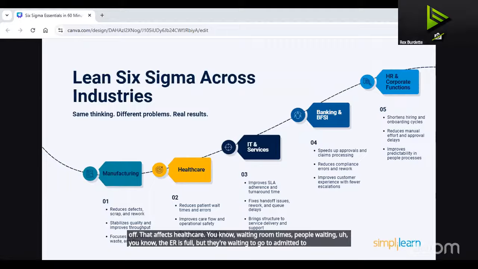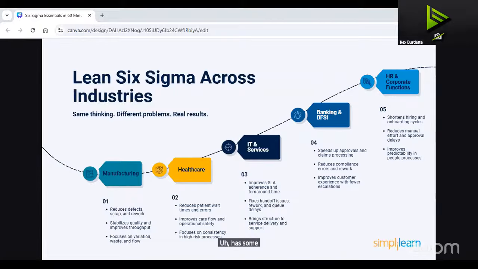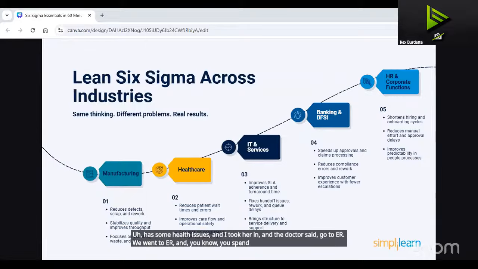I actually had a personal experience with that just a couple of weeks ago. My wife has some health issues, and I took her in, and the doctor said go to ER. We went to ER, and you spend 4 or 5 hours in ER because they're running a test to make sure the potassium wasn't too high. Why did it take that long? It was literally right there in the hospital, right next to each other. And so things like that.